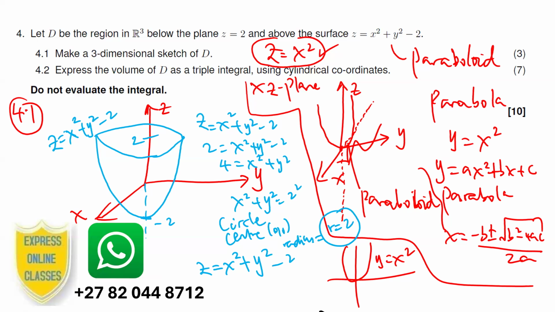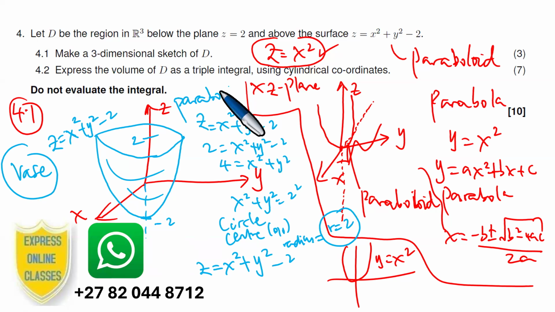We've made a three-dimensional sketch, and this is enough. You can see it like a vase. Now the question is, what is the right pronunciation? Normally vase is the pronunciation, but it looks like this, like a jar. So we have sketched this one, and it is called a paraboloid.